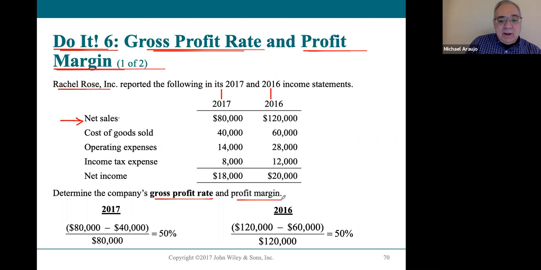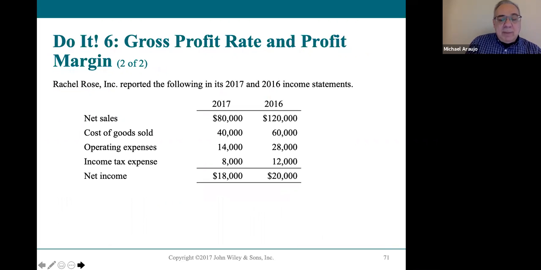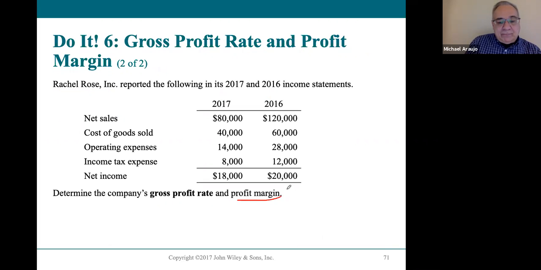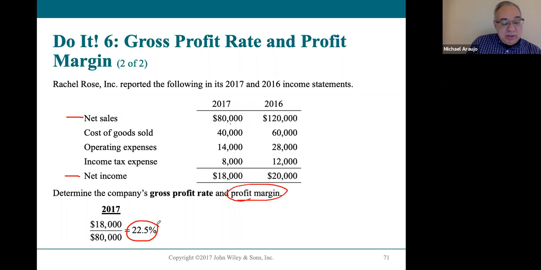Well, what about their net profit margin? Net profit margin, let's take a look. Remember, net profit margin is the net income compared with the net sales. Net income on the top, net sales on the bottom. So as you see here, that fraction is going to look like this: 18,000 of net income over 80,000 of net sales in 2017. 22.5% of every dollar that they collect in sales is their profit.